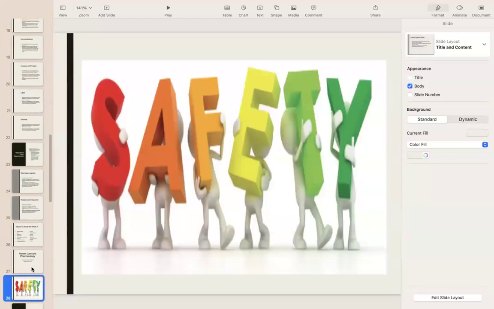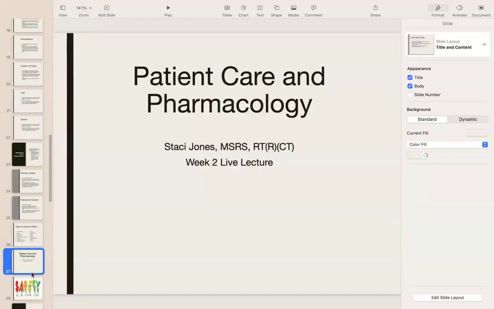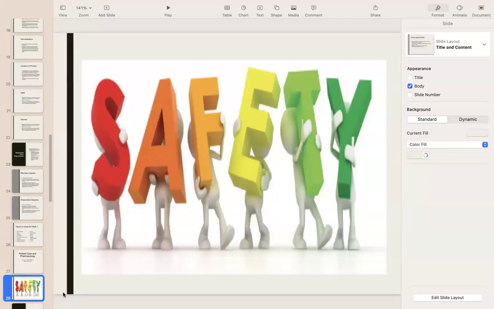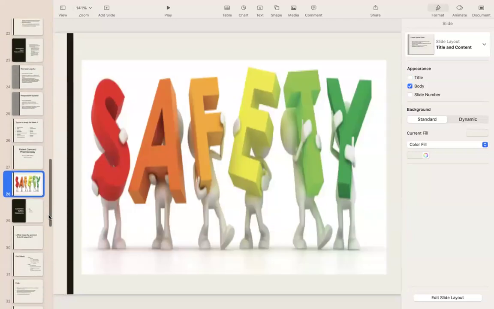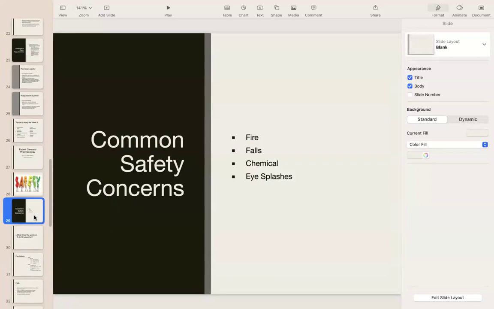We're going to talk about safety. So patient care pharmacology, we're going to start off talking about safety. It's very important to keep our environment safe, not only for us, but for our patients as well. So in the radiology department, there are several things that we need to be aware of.